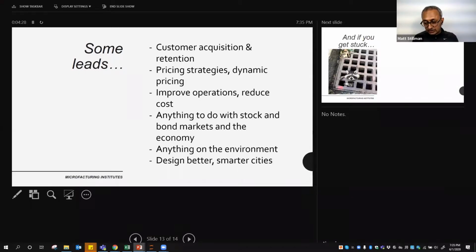Anything on the environment, designing better and smarter cities. Since this is part of this IoT related curriculum, I'm going to refer you to some IoT related data sets as well, which I haven't listed here, but I'm going to put it out on the Slack channel. So maybe you can use that as well. A lot of the IoT related things are not only analytics, but you can also build predictive modeling.